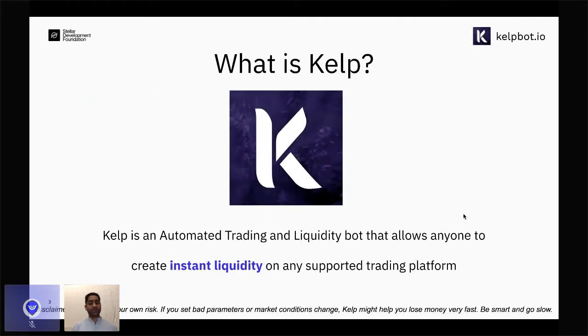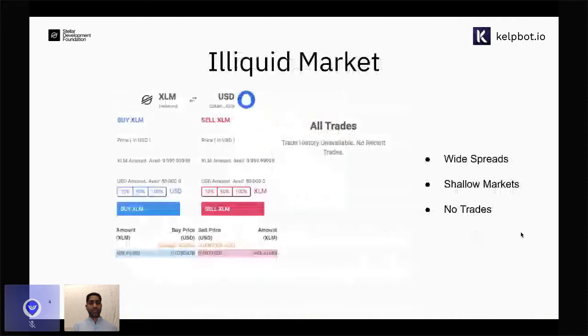So what is Kelp? Kelp is an automated trading and liquidity bot that allows anyone to create instant liquidity on any supported trading platform. So this is an example of a market where you have very wide spreads. As you can see, it's about 10%.